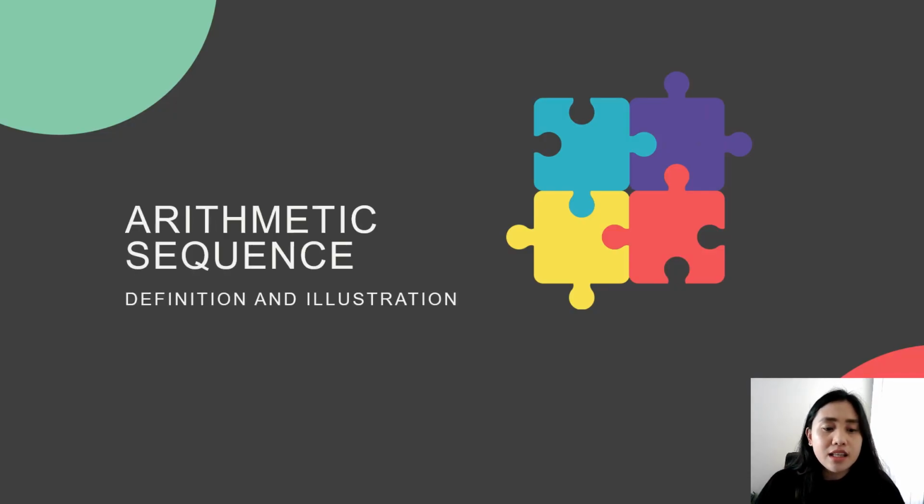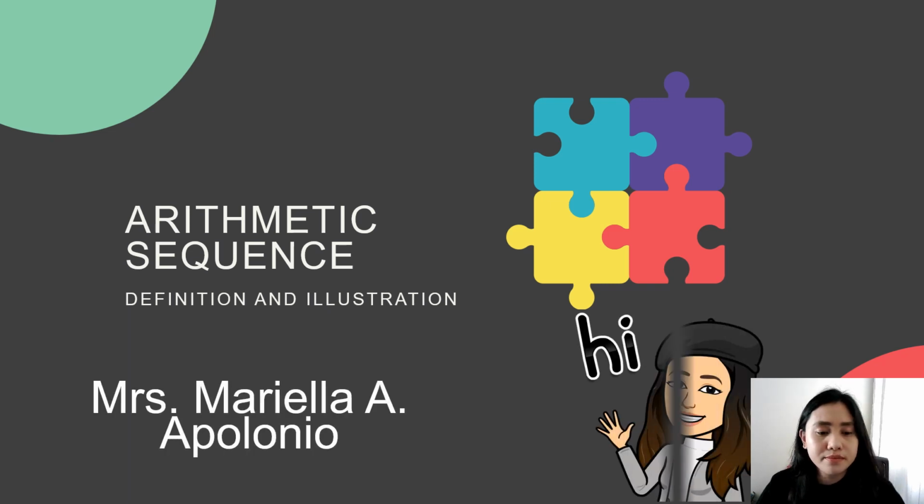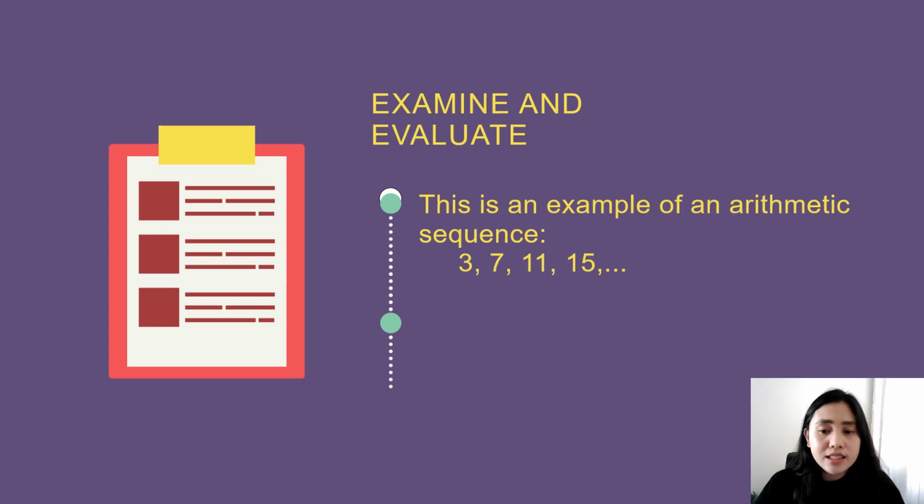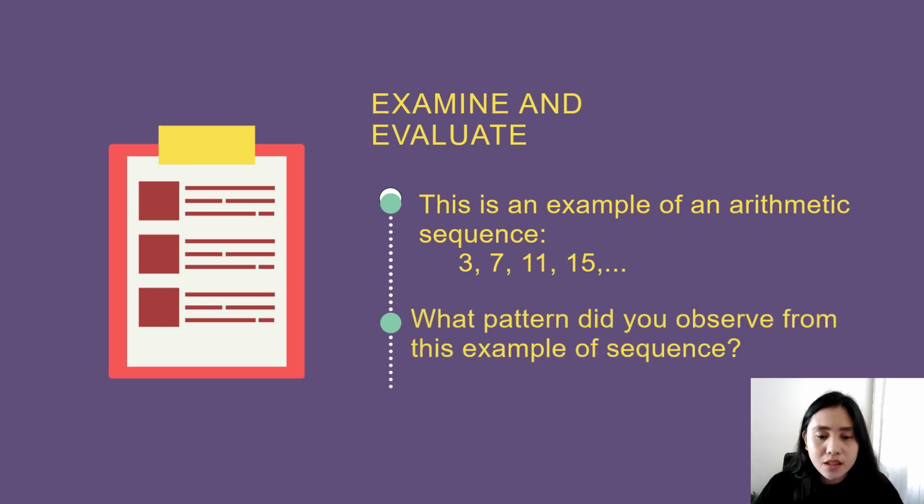Arithmetic sequence, definition, and illustration. Examine and evaluate. This is an example of an arithmetic sequence, 3, 7, 11, and 15. What pattern did you observe from this example of sequence? Ang bawat term or elements ay nadadagdagan ng 4. 3 plus 4 equals 7. 7 plus 4 equals 11. And 11 plus 4 equals 15.